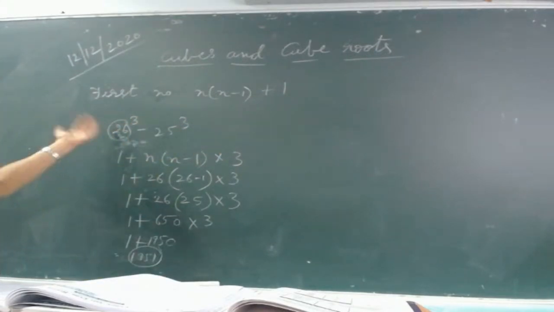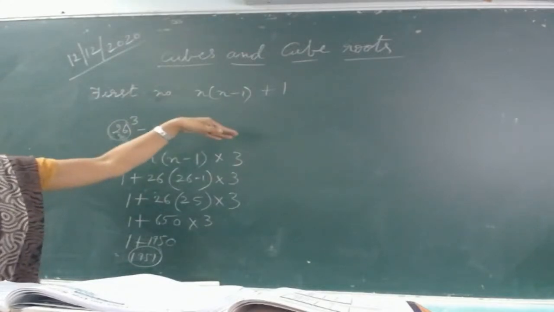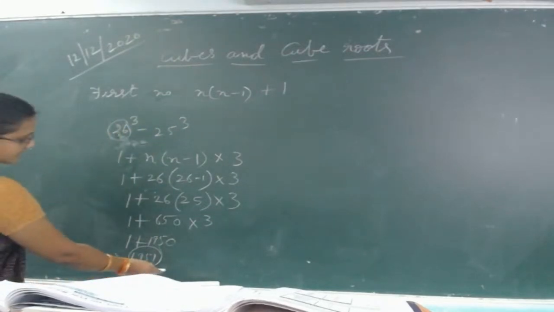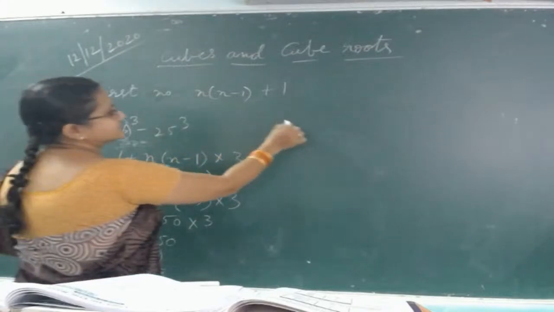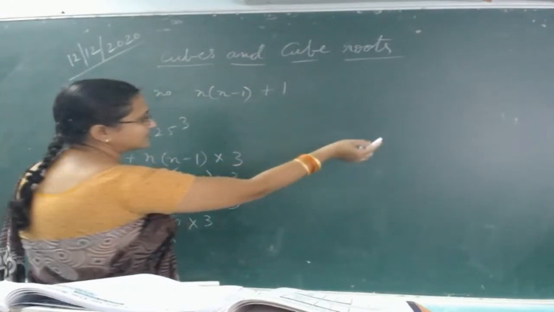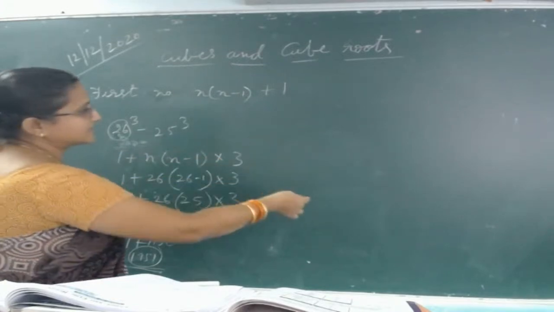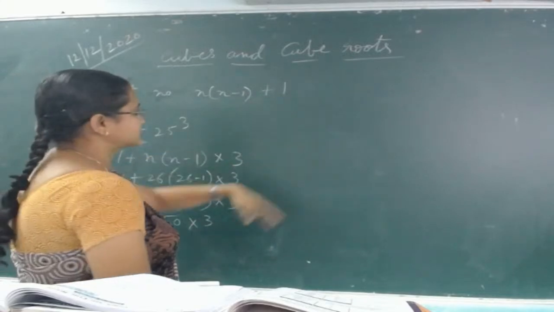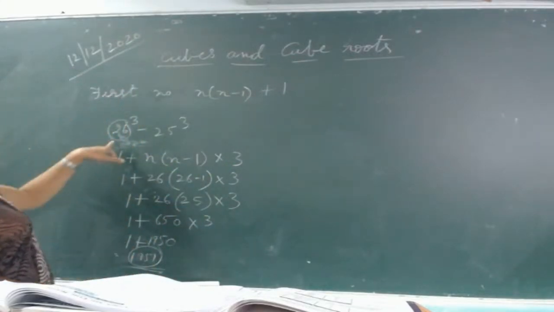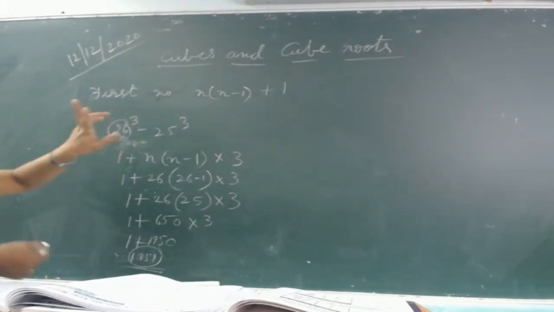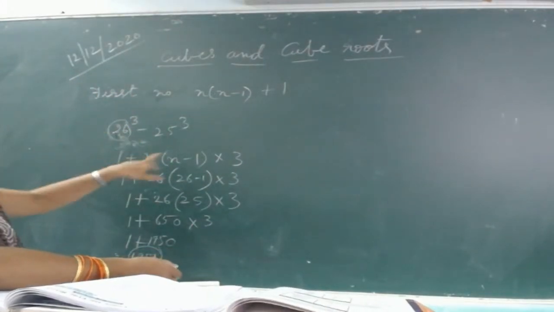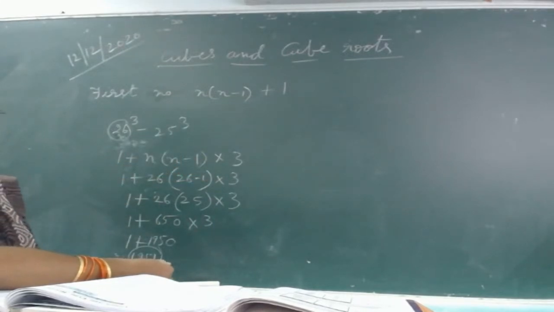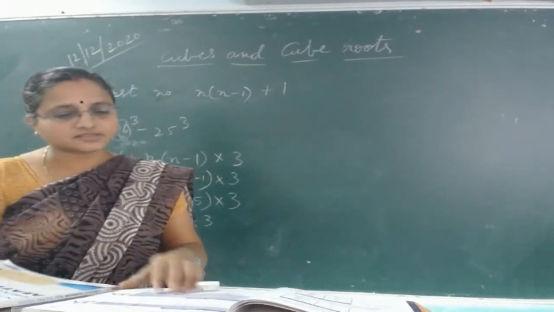Understand? There is no need to find the values of 26 cube and 25 cube again and again. If you want to check whether this answer is true or false, you can do it. Multiply 26 into 26 into 26, and multiply 25 three times. Whatever answers you get, subtract the second number from the first so that you get this answer. To find the difference between the cubes of two consecutive numbers, we have one more formula: 1 plus n into n minus 1 into 3. That is only given here.